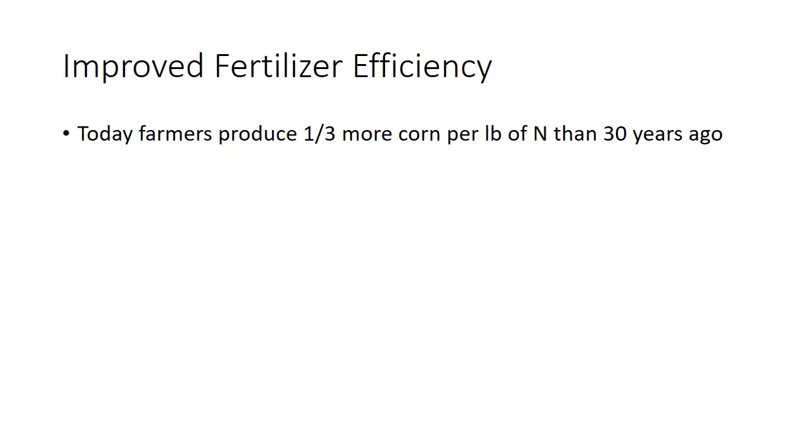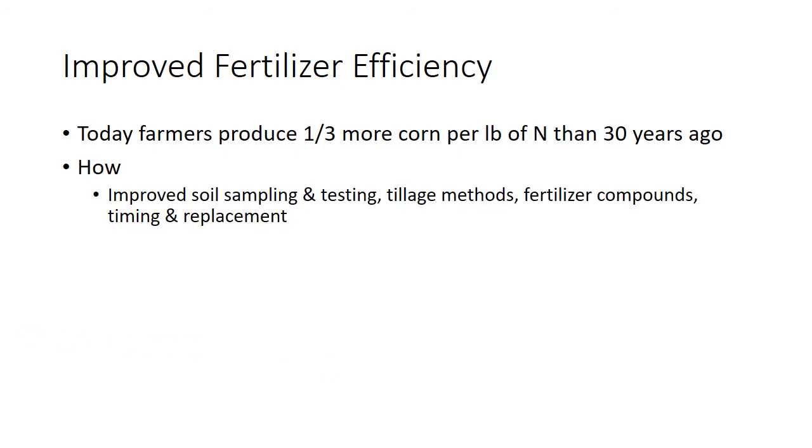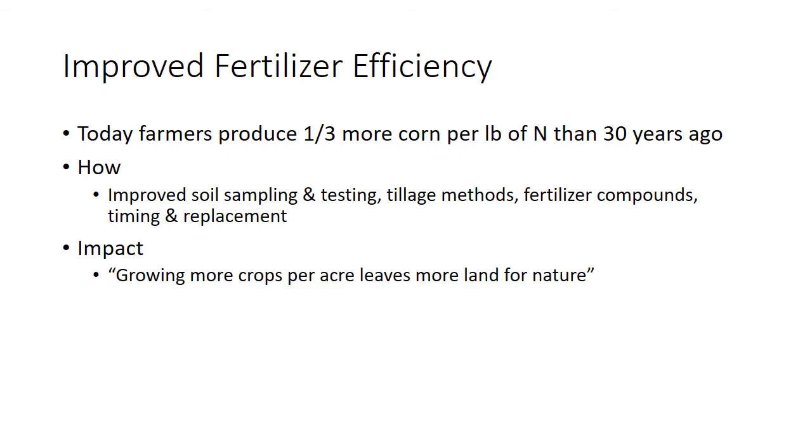So there's definitely improved fertilizer efficiency in the world today. So today farmers produce a third more corn per pound of nitrogen than we did 30 years ago. So that's just one example of improved fertilizer efficiency. And the way that's been done is improved soil sampling and testing, tillage methods, also advances in fertilizer compounds, and improvements on timing and replacement and placement of fertilizer.